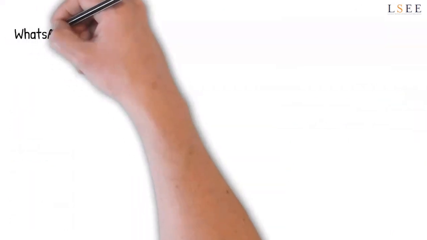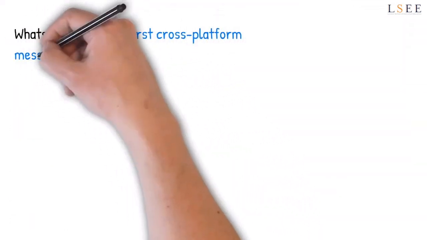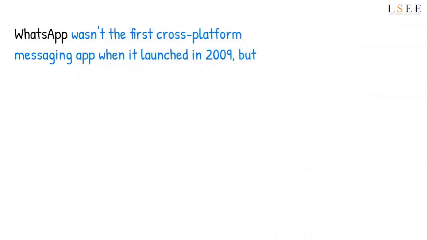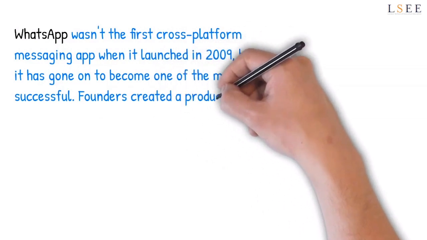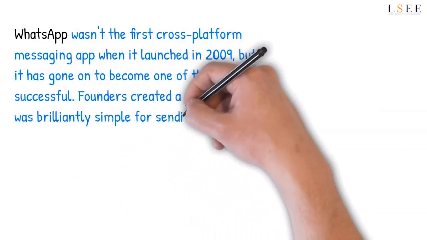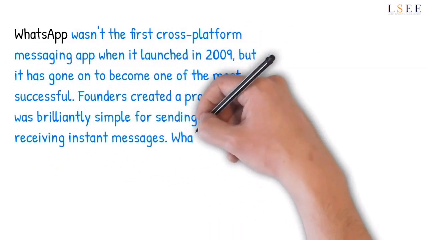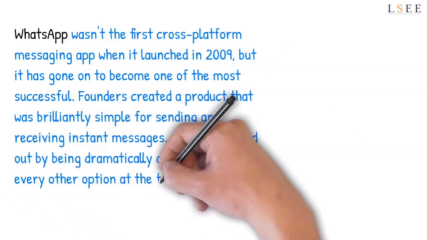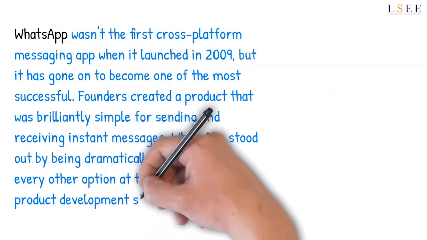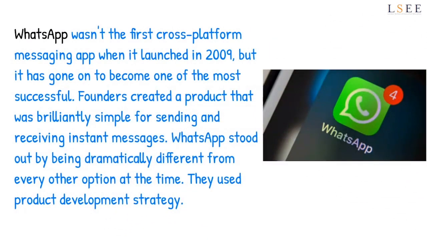WhatsApp wasn't the first cross-platform messaging app when it launched in 2009, but it has gone on to become one of the most successful. Founders created a product that was brilliantly simple for sending and receiving instant messages. WhatsApp stood out by being dramatically different from every other option at the time. They used a product development strategy.